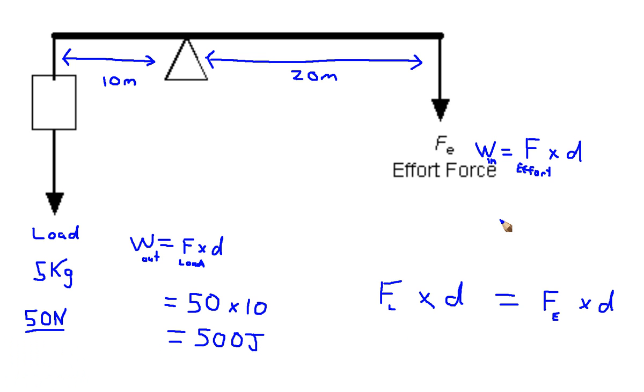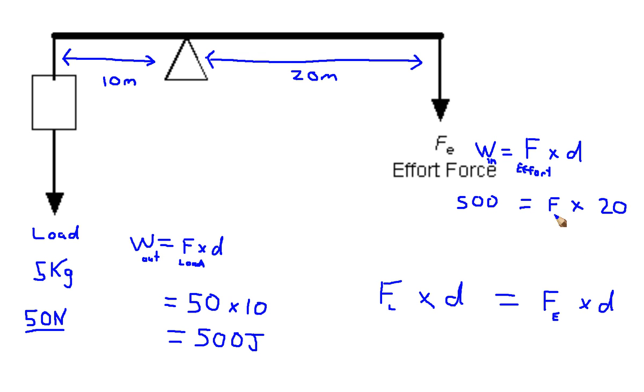On this end, it obviously means we're going to have to put in 500 joules of energy. We need to put in as much energy in as we get out. So 500 joules of energy is going to be equal to my force times my distance, which was 20 meters.